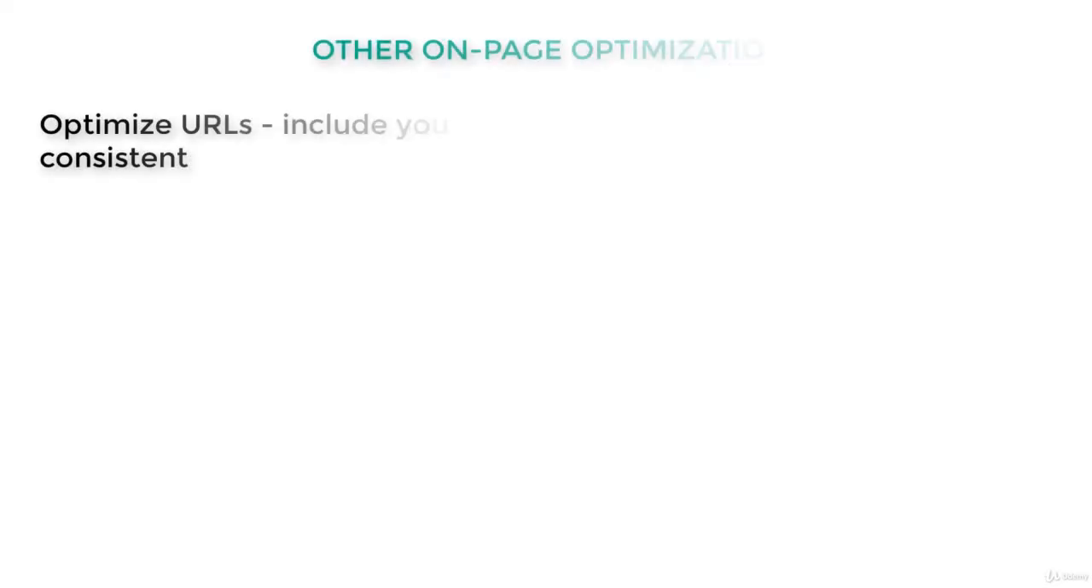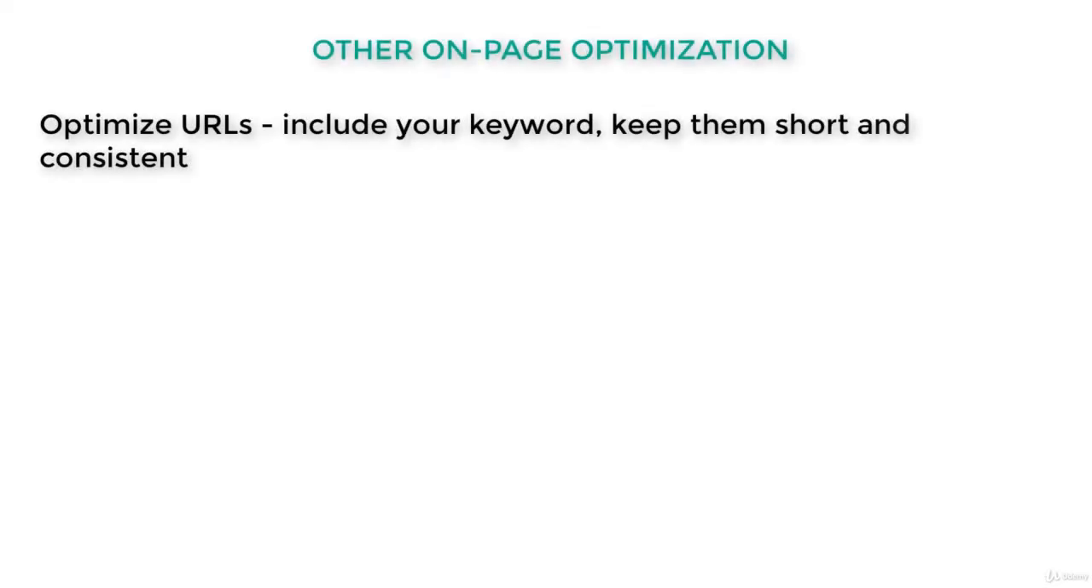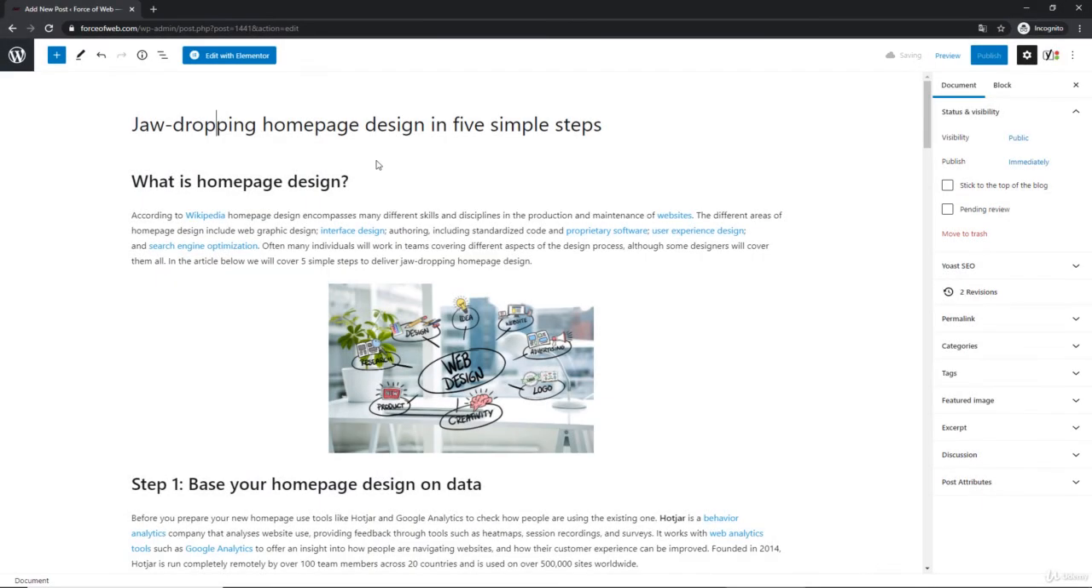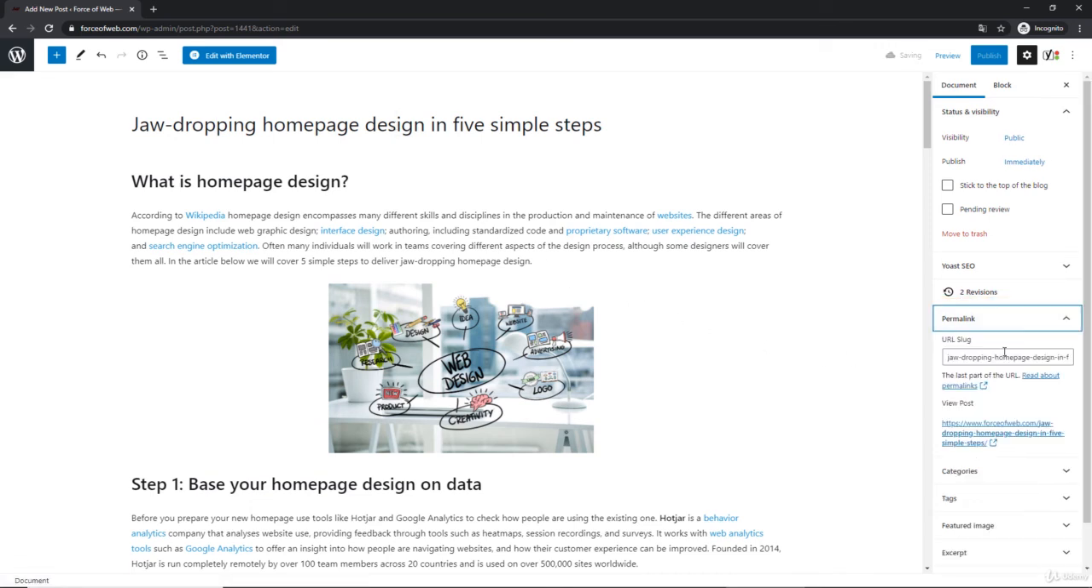Apart from content optimization, you should take care of the URL. It should also contain your keyword and be as short as possible. Also, links should be consistent with other pages on your website. You can change the link by clicking on the title of the blog post and click Edit next to the permalink which is displayed. We will change it to Homepage Design Guide with dashes.